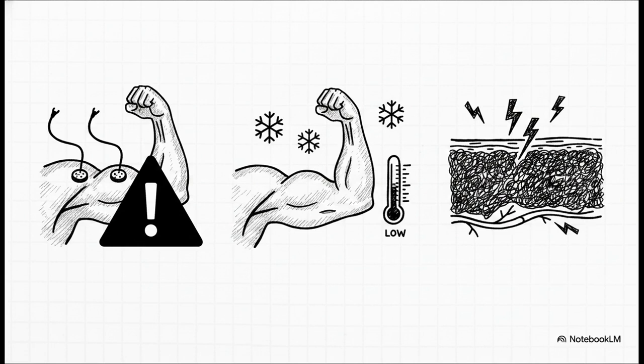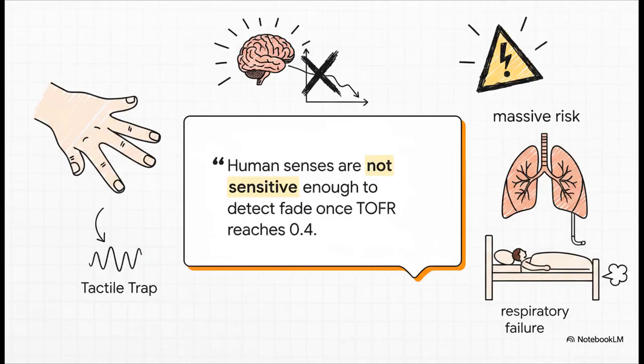Third, thick tissue from edema or adiposity. That extra tissue increases electrical resistance. The fix? You might just need to crank that current up to 60 or 80 milliamps. Or honestly, better yet, just switch your monitoring site up to the facial nerve where the tissue is a lot thinner. But honestly, the most dangerous pitfall of the whole bunch is what we call the tactile trap.